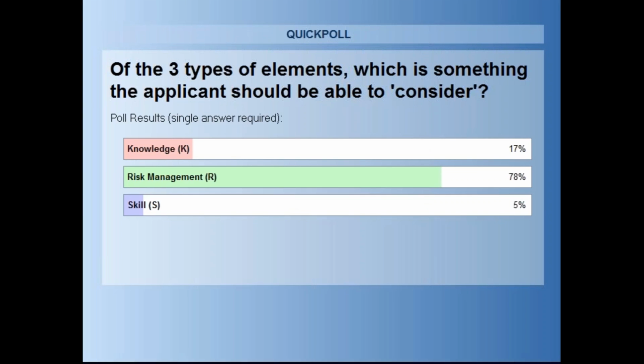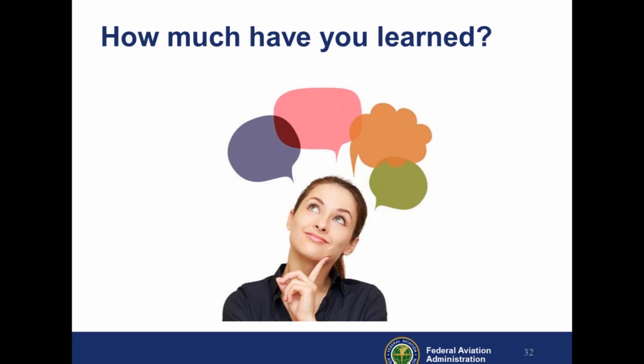So I think it's coming up on screen. The question in general is, of the 3 types of elements, which is something that the applicant should be able to consider? And that is a risk management element. So great job. The K elements are something that the applicant should know. And then the S elements or skill elements are things that the applicant should be able to do. Just kind of an easy way to remember how those different elements behave.